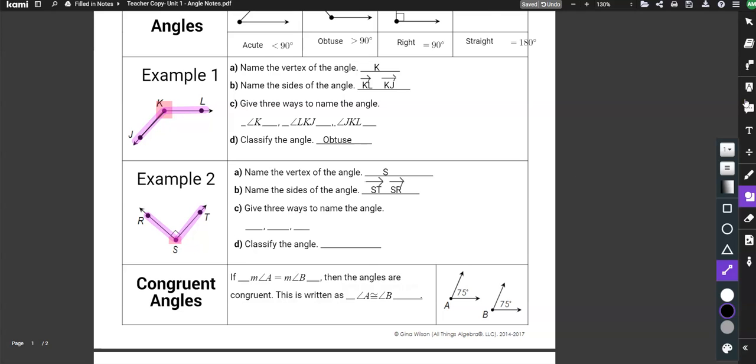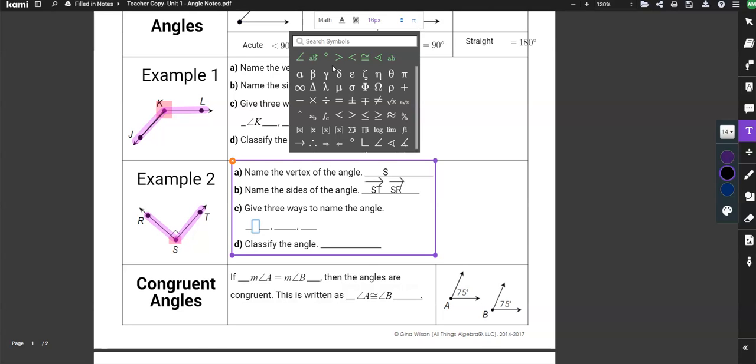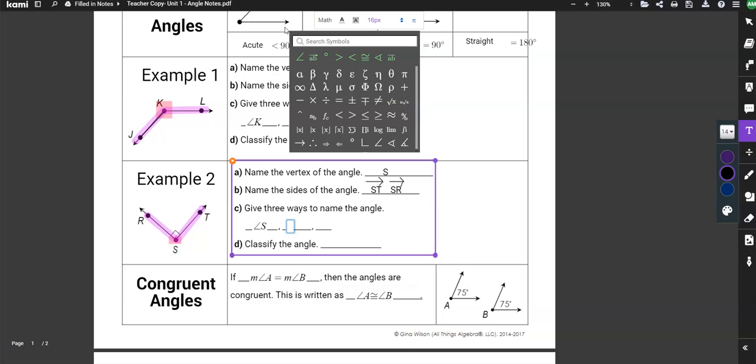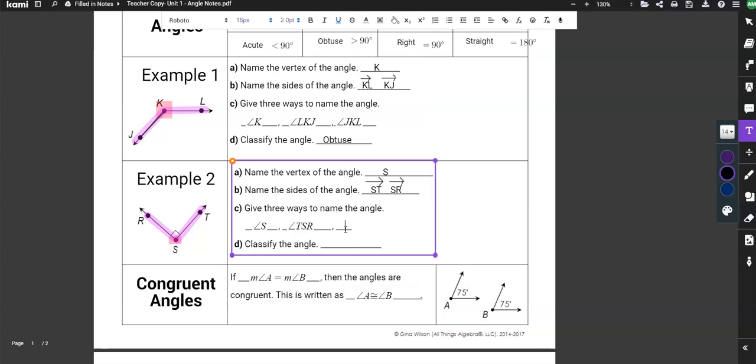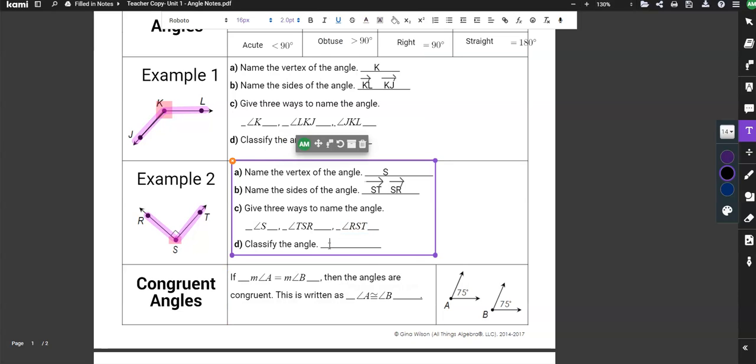All right, 3 different ways to name the angle. Again, since it's a solo angle by itself, we can name it simply by its vertex, which is S. The other 2 ways we can name it is by saying angle TSR or angle RST. Remember, again, we can go the same order or opposite order, so long as the vertex is in the middle. And because they give us the little box here, it does mean it is a right angle.